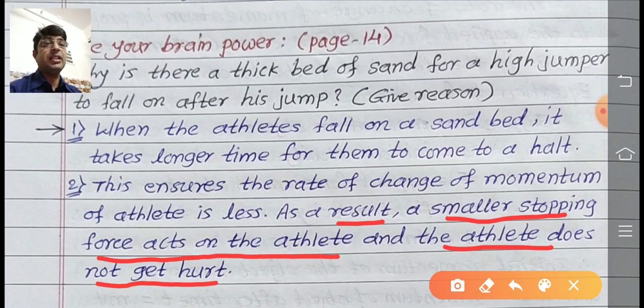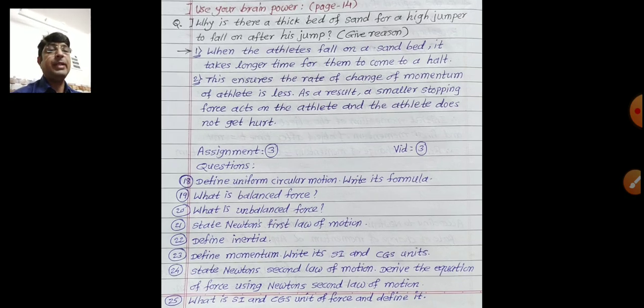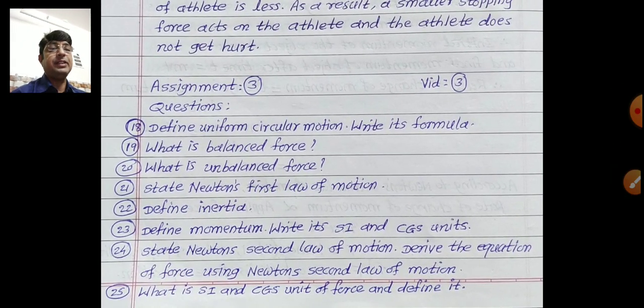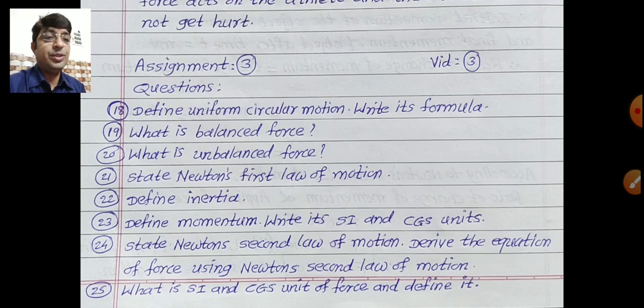So write down this give reason with the answer in your notebook. In this way, today we learned about uniform circular motion formulas, then Newton's first law of motion, then Newton's second law of motion and its mathematical equation. In assignment number 3, these questions are given here. I will give a separate photograph of this assignment number 3. A few questions are there. Write these questions with answers in your notebook.